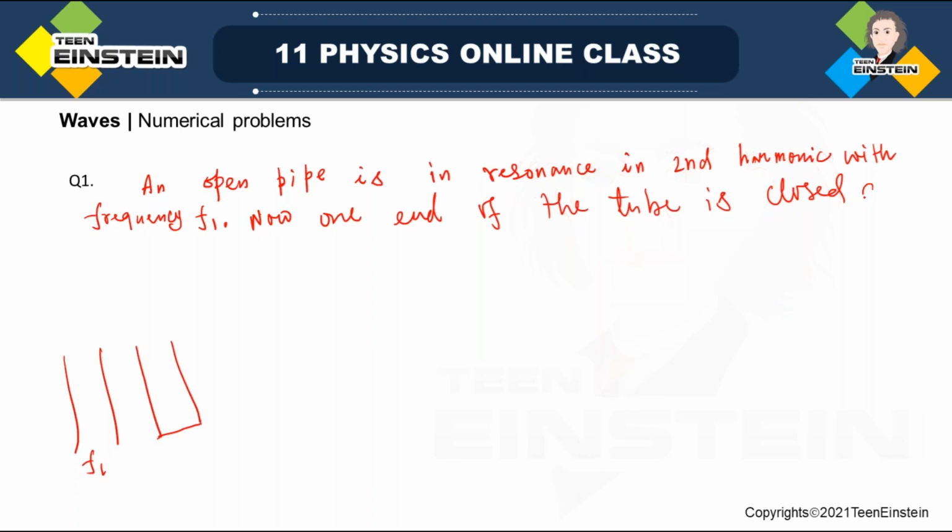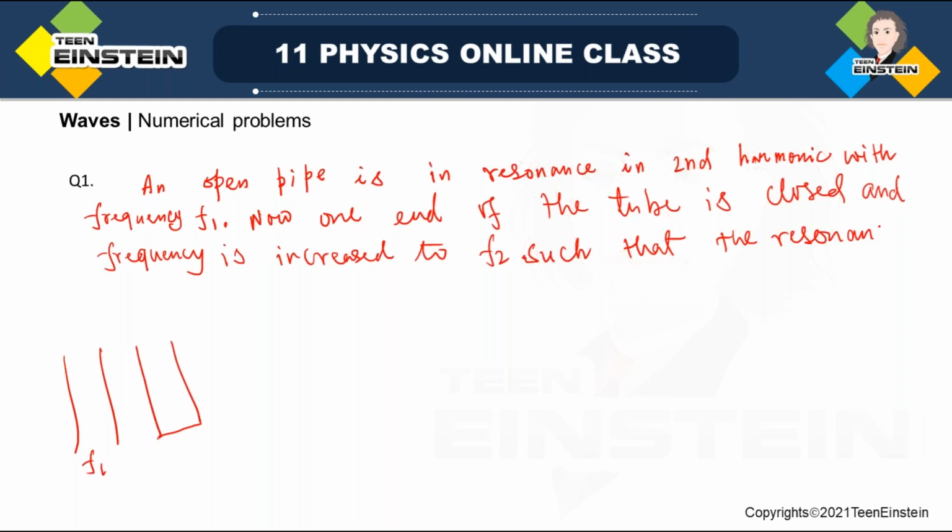And frequency is increased to f2 such that the resonance again occurs in nth harmonic. Now you have to choose the correct option.